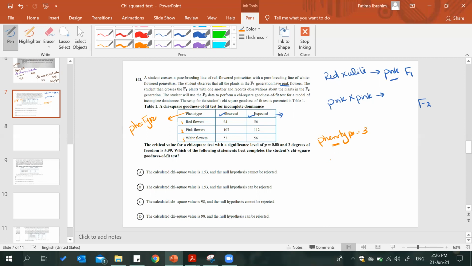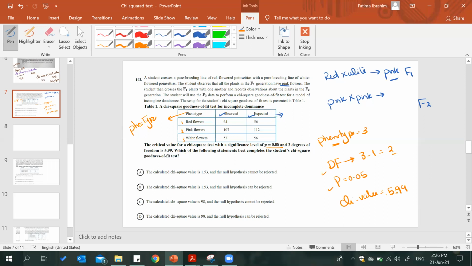If you know the phenotypes, directly you can find the degree of freedom. Degree of freedom equals 3 minus 1, so it's equal to 2. Very good. This is the first given. The critical value for the chi-square test was at significance probability equal 0.05, another given. And with 2 degrees of freedom, we managed to get this, is 5.99. So he's giving you that the chi value equals 5.99.